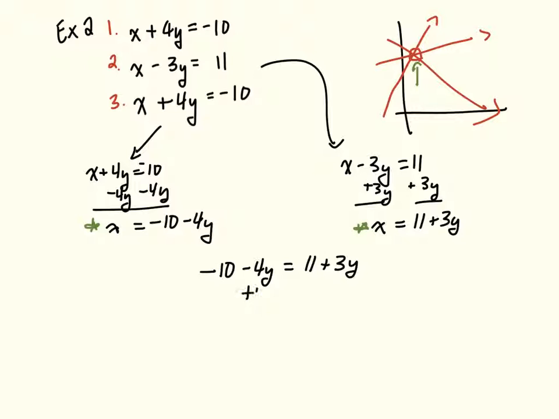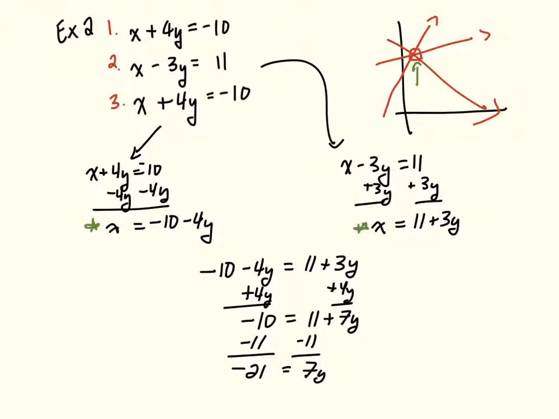I'm going to add 4y first because I don't like working with the negative number. So that's going to be 11 plus 7y on the right. And then on the left, I have minus 10 minus 4y plus 4y, so that's going to be just minus 10. I'm going to subtract 11 here. So negative 10 minus 11 is minus 21, equal to 7y. Divide by 7 on both sides. y is going to equal negative 3. So I know then, even though I drew it wrong here, that the y point is at negative 3.